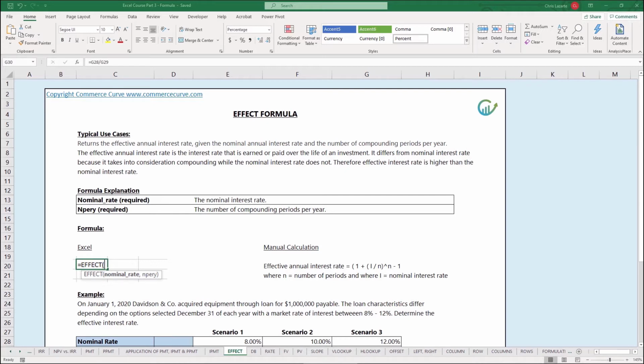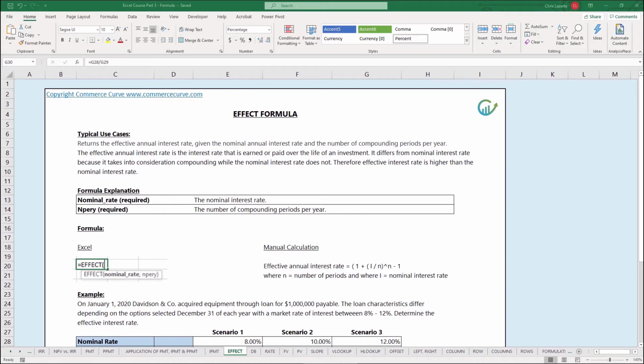The effective annual interest rate is the interest rate that's earned or paid over the life of an investment or a loan. It differs from the nominal interest rate because it takes into consideration that compounding, while the nominal interest rate does not. Therefore, the effective interest rate is actually higher than the nominal interest rate.